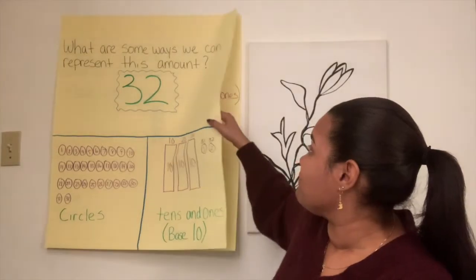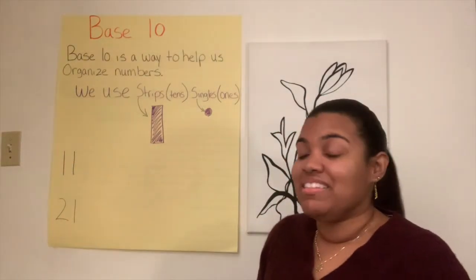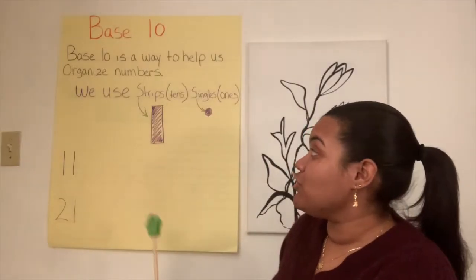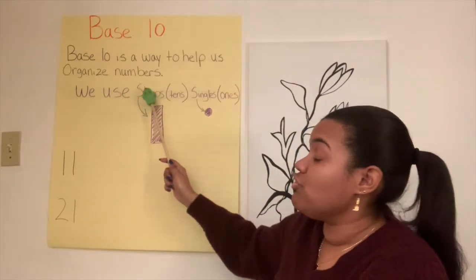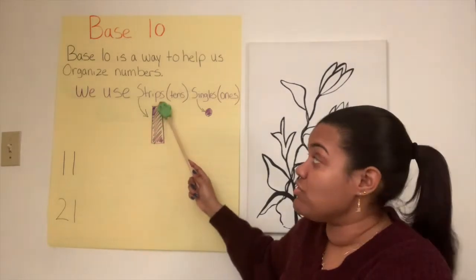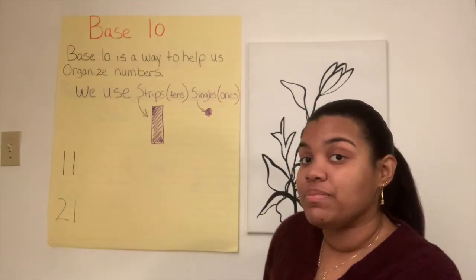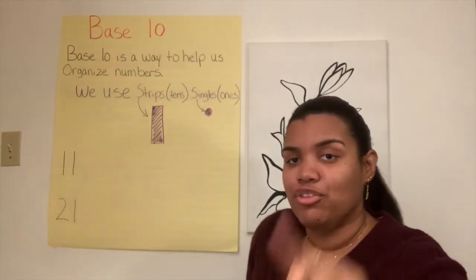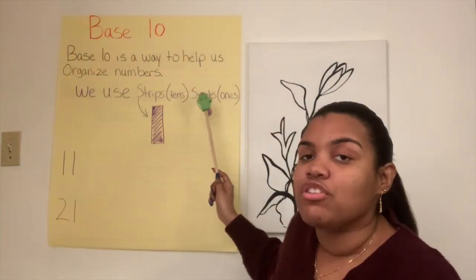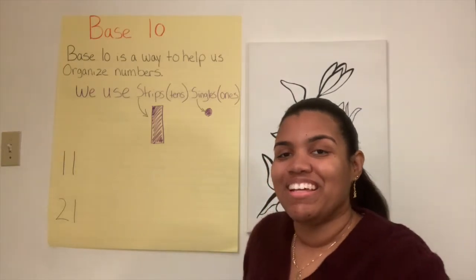Take a look here. So base 10. Base 10 is a way to help us organize numbers. Take a look over here. So in base 10, we use strips. This is a strip right here, and that's the tens. So see, the strips are the tens. What are the strips? You got it. The strips are the tens. Good. And the singles are the ones. What are the singles? That's right. The singles are the ones.